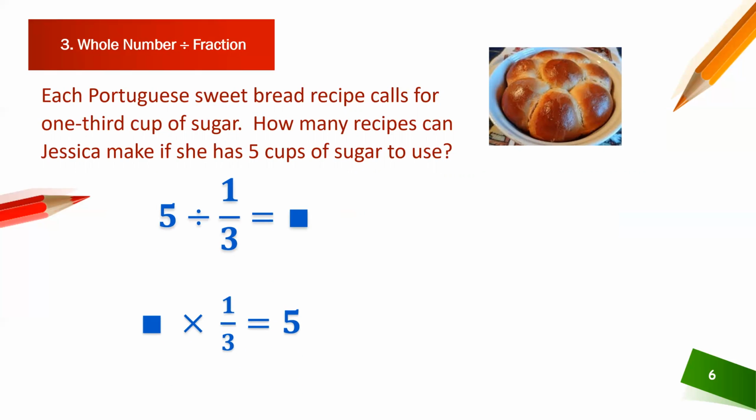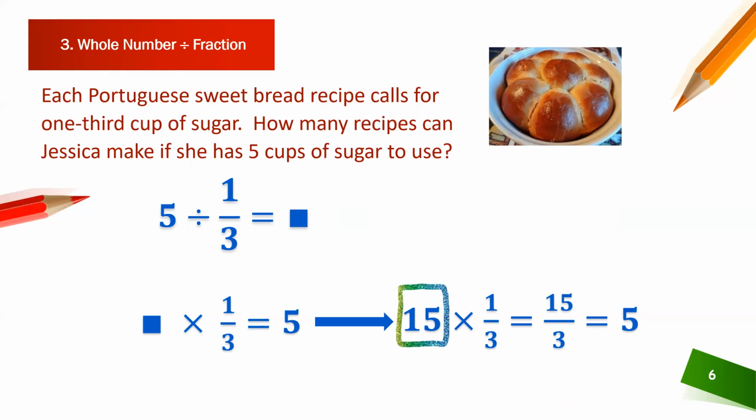So the question is asking you to take 5 divided by 1/3, right? So 5 divided by 1/3 is blank because blank times 1/3 is 5. Okay, so what times 1/3 is 5? How many groups of 1/3 will equal 5? Well, I know 3 groups of 1/3 is 1. So I know 15 groups of 1/3 would be 15/3, or we would say that is 5.